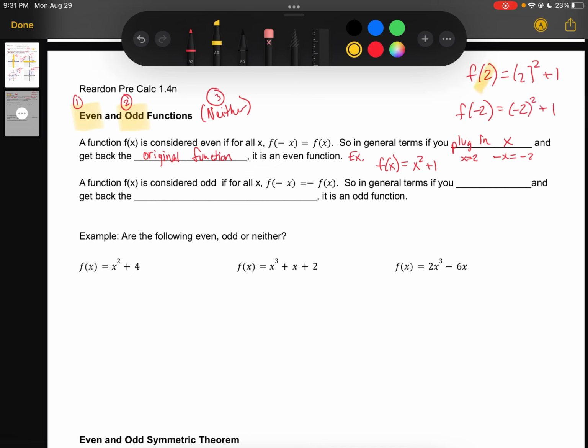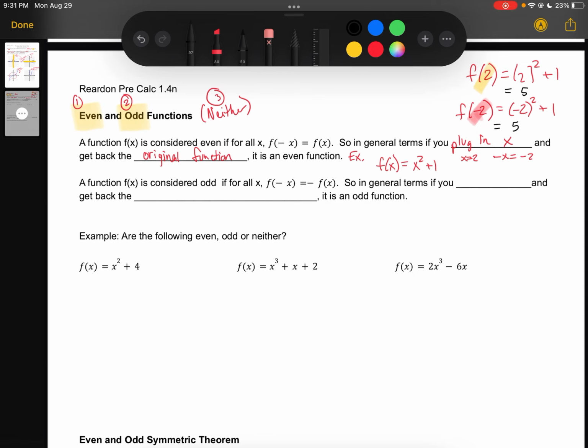So again, this is our x, and this is our negative x. If we plug both of these in and get the same thing, we're in luck. So 2 squared is 4, plus 1 is 5. Negative 2 squared is also 4 because the negatives cancel, and plus 1 is also 5. So this would be an example of an even function because x and negative x match exactly.